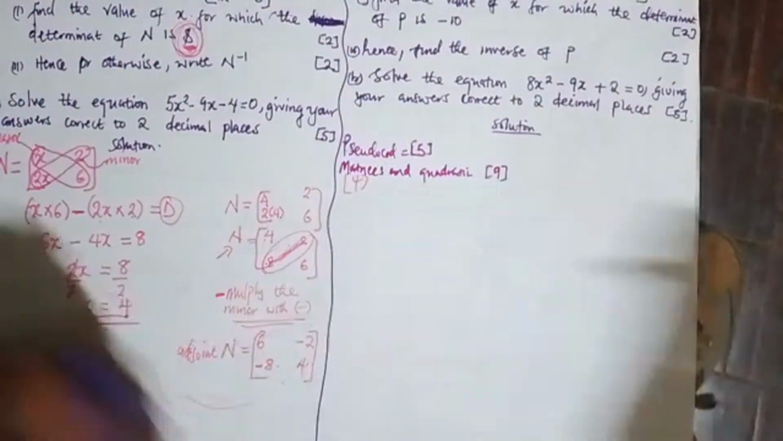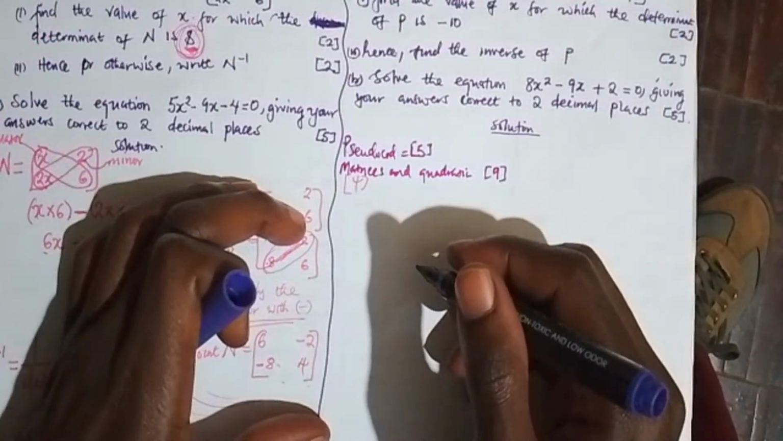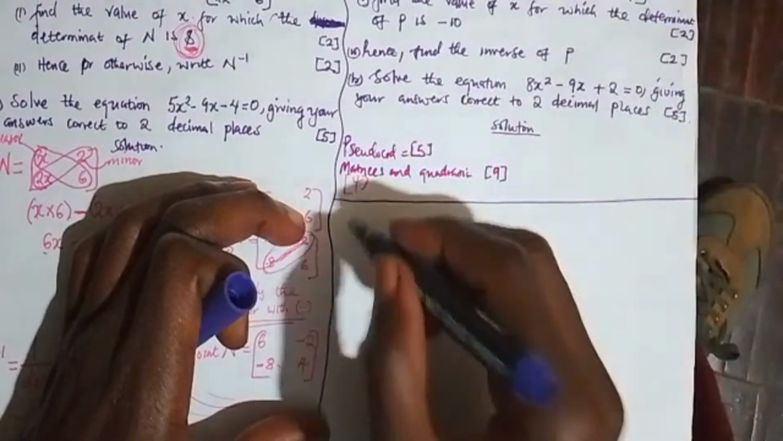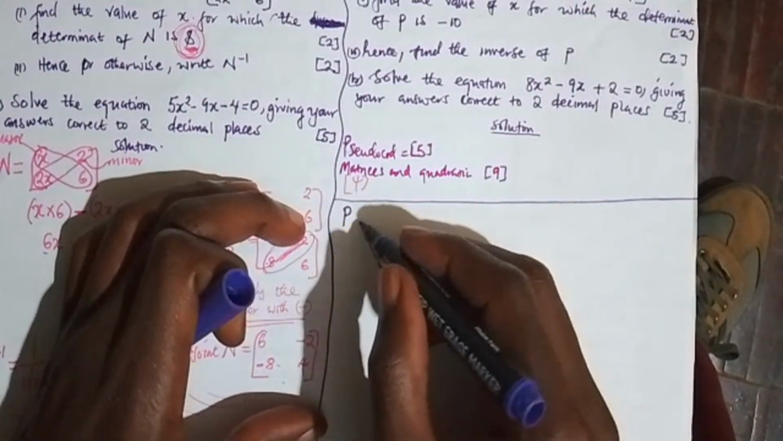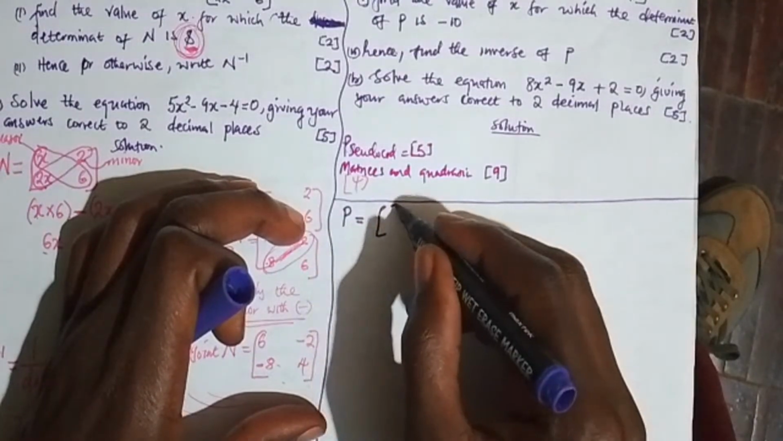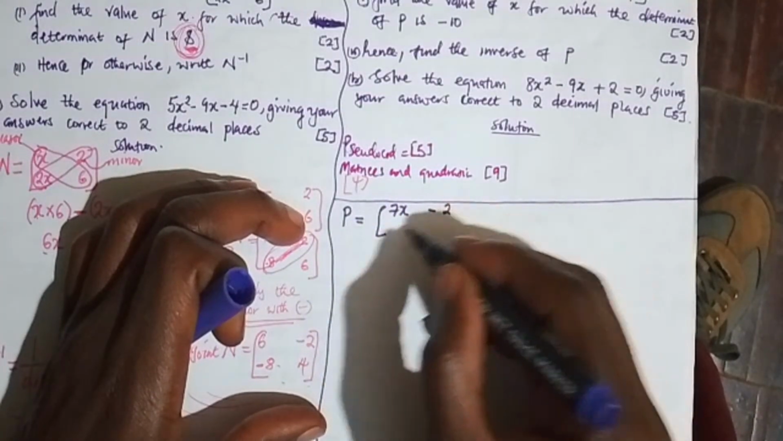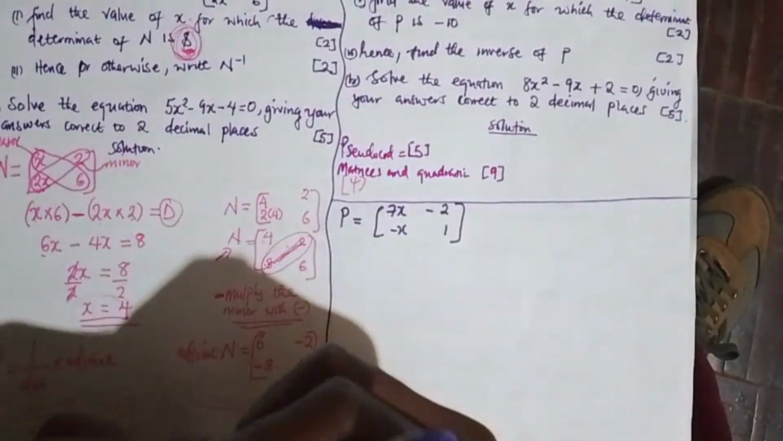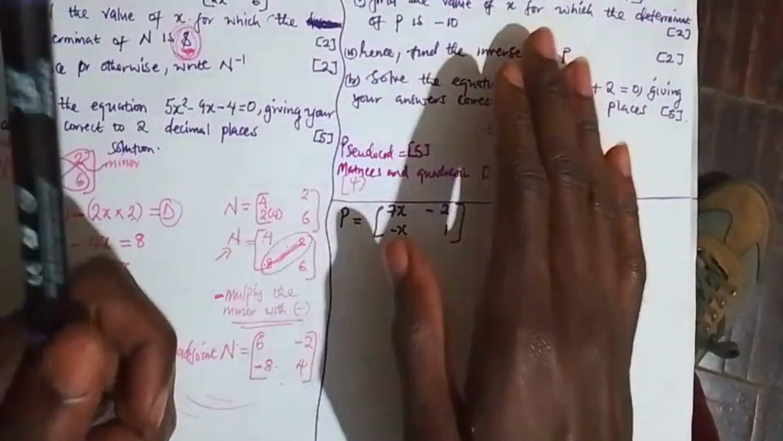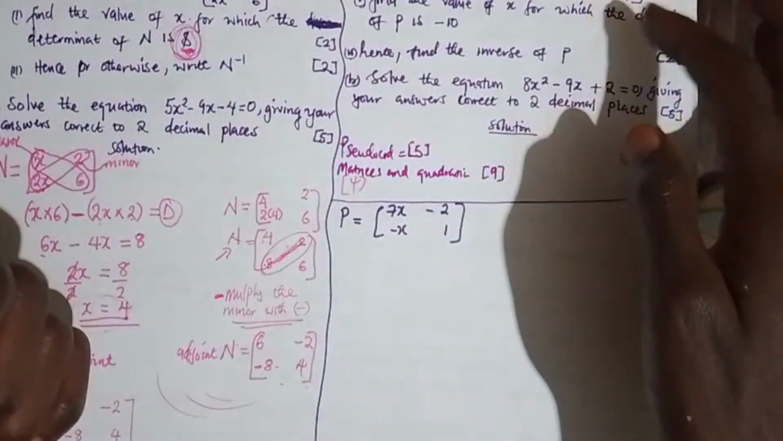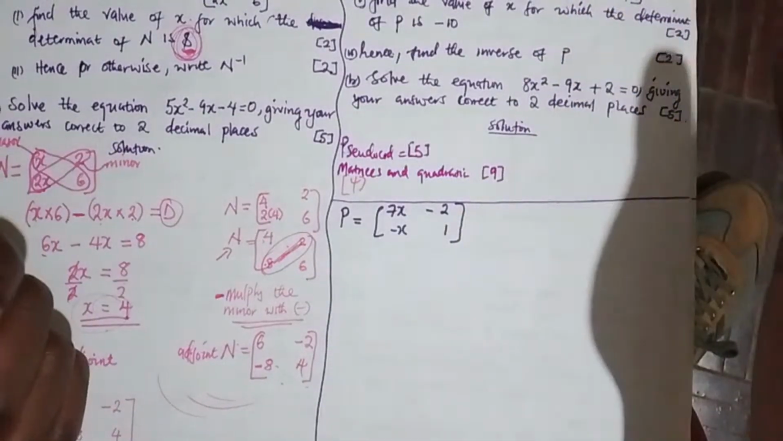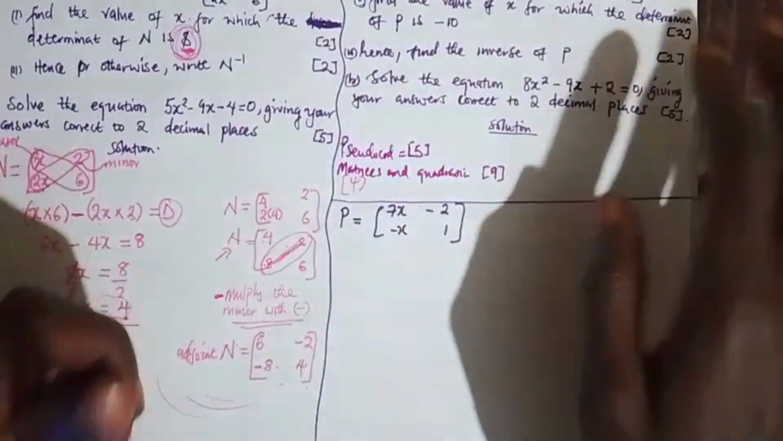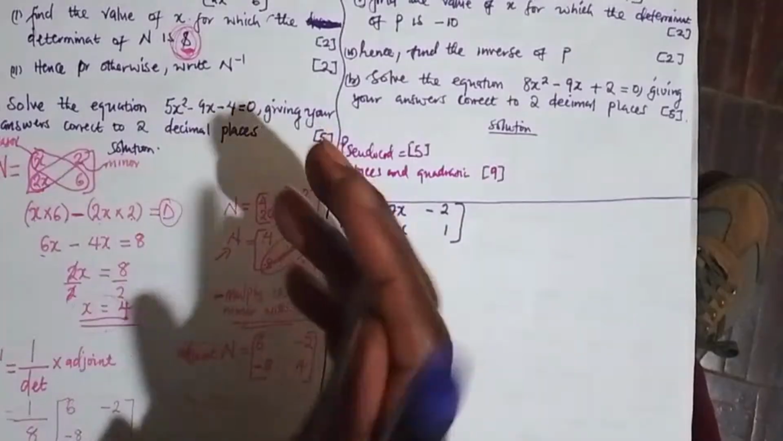Again, the first thing is you write what? The matrix. So we are saying matrix P is equals to 7x negative 2 negative x 1. Here the question is saying, given that the matrix P is equals to 7x negative x negative 2 and 1, find the value of x for which the determinant of P is negative 10.